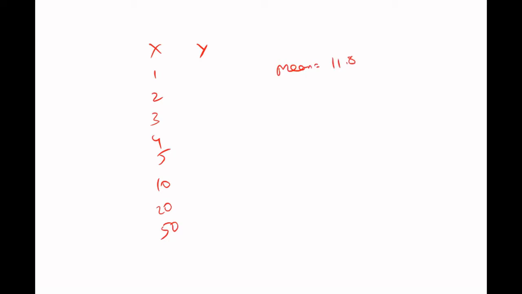Okay, so let me calculate the deviation from the mean. So deviation is the value minus the mean, like how much it is different from the mean. If you separate the mean from that, how much is it? So it will be 11.8 minus 1, which is 10.8.